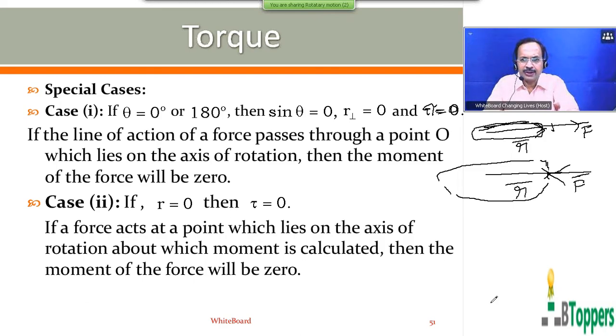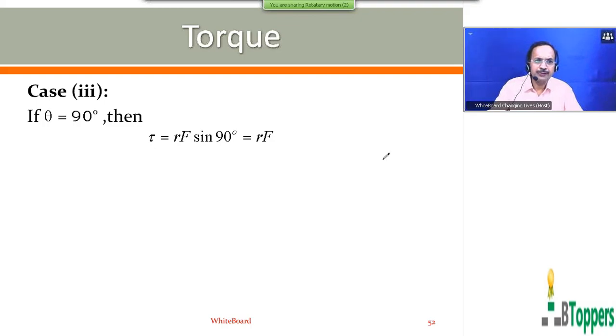Next, I want to show the continuation to this. So case 3, if theta is 90 degrees, then tau equal to R into F sin 90 degrees, or RF. That is, theta will be 90 degrees when F bar acts perpendicular to R bar.